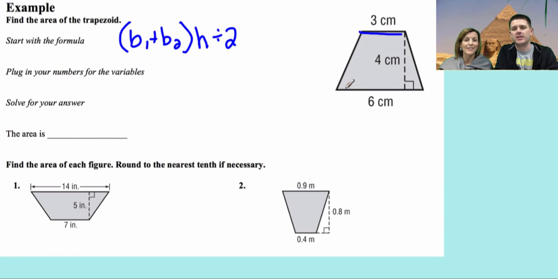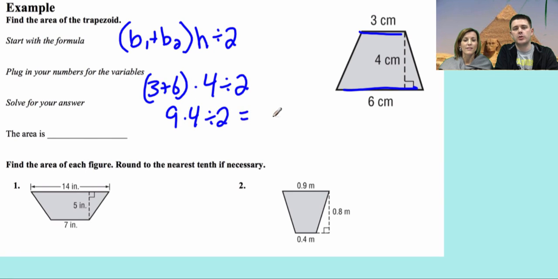You need 3 on the top, 6 on the bottom. So here's our two bases, 3 and 6. So we're going to do 3 plus 6 in parentheses. Then we're going to multiply times our height, which is 4, and then we're going to come back and divide by 2. 3 plus 6 is 9, times 4 is 36, divided by 2 gives us an area of 18 centimeters squared.